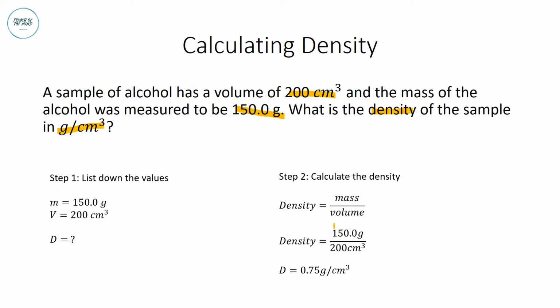You substitute the values inside. 150 grams divided by 200 centimeter cube, then you get a density of 0.75 gram per centimeter cube. Always remember to write down the units.